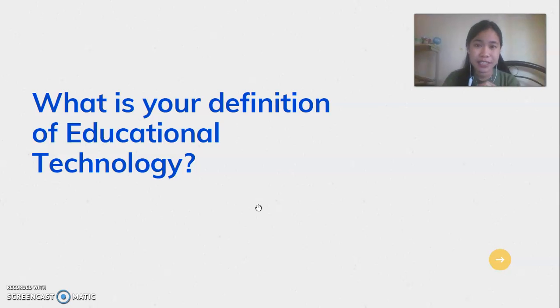Okay, maybe for you this term, educational technology, is just simple, but let us define it in a very simple way. Educational technology is just simply a process of integrating technology into your educational process. One example for this educational technology is the whiteboards, laptops, anything that we can use in that teaching learning process. Okay, again, educational technology is integrating technology into the educational process.